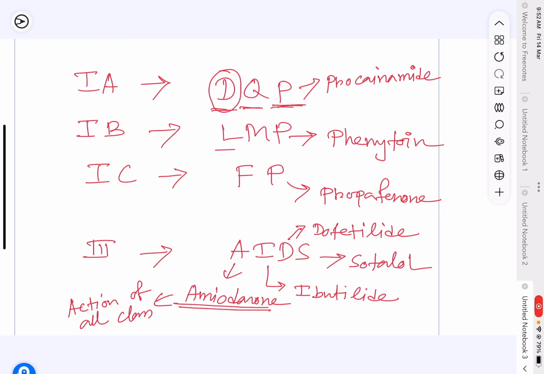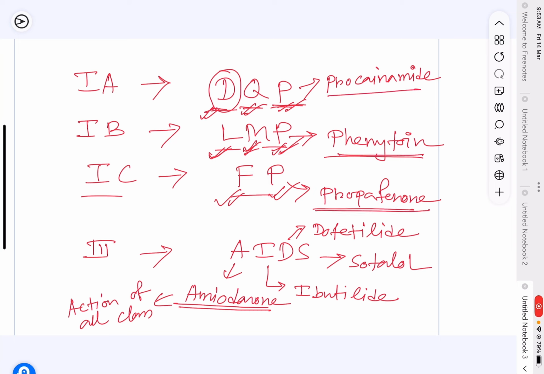And class 1B, you have LMP: lidocaine, mexiletine and phenytoin. Remember, disopyramide, quinidine and procainamide, and lidocaine, mexiletine and phenytoin. And class 1C, you have flecainide and propafenone. Remember, disopyramide, quinidine, procainamide, lidocaine, mexiletine, phenytoin, flecainide and propafenone. So this is class 1A, 1B, 1C.